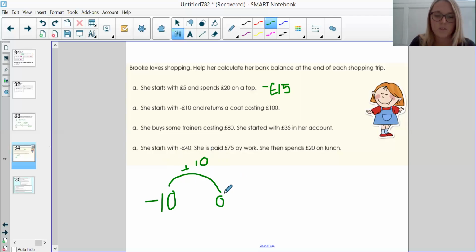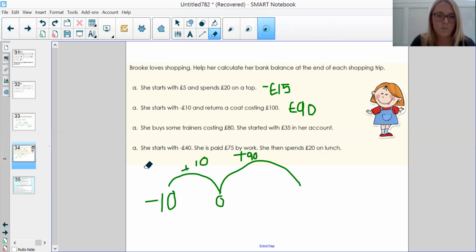Okay, because there's a difference of 10 between minus 10 and 0. So how much have we got left to add on of the £100? Knowing our number bonds to 100, excellent. We are adding on a further £90. Okay, so at the end of this shopping trip, she would end up in the positive and she would have £90 to spend.